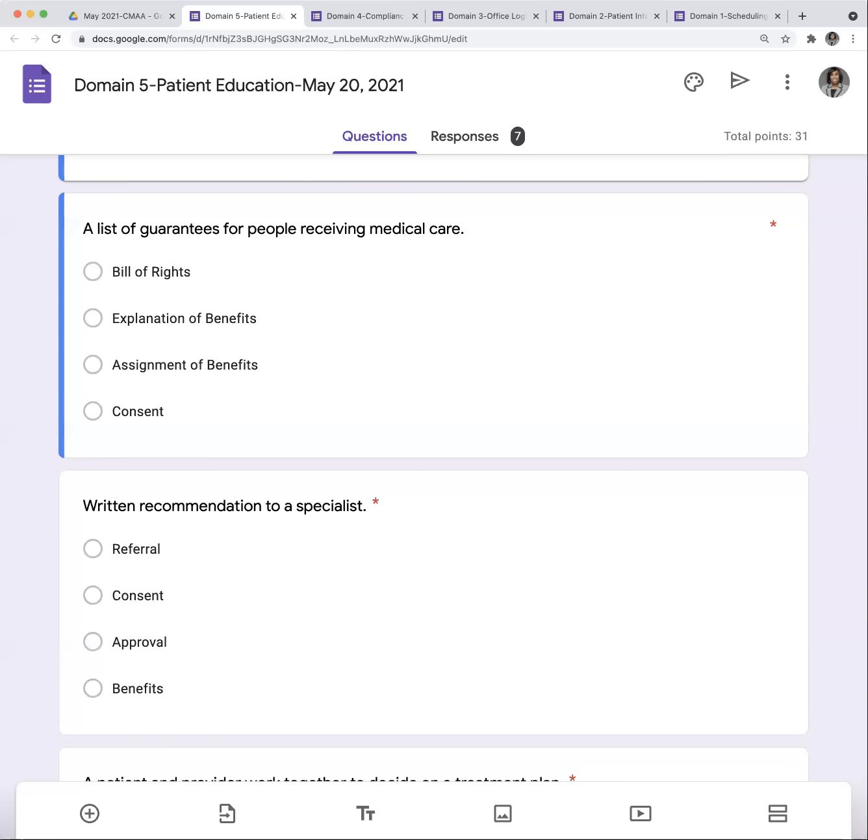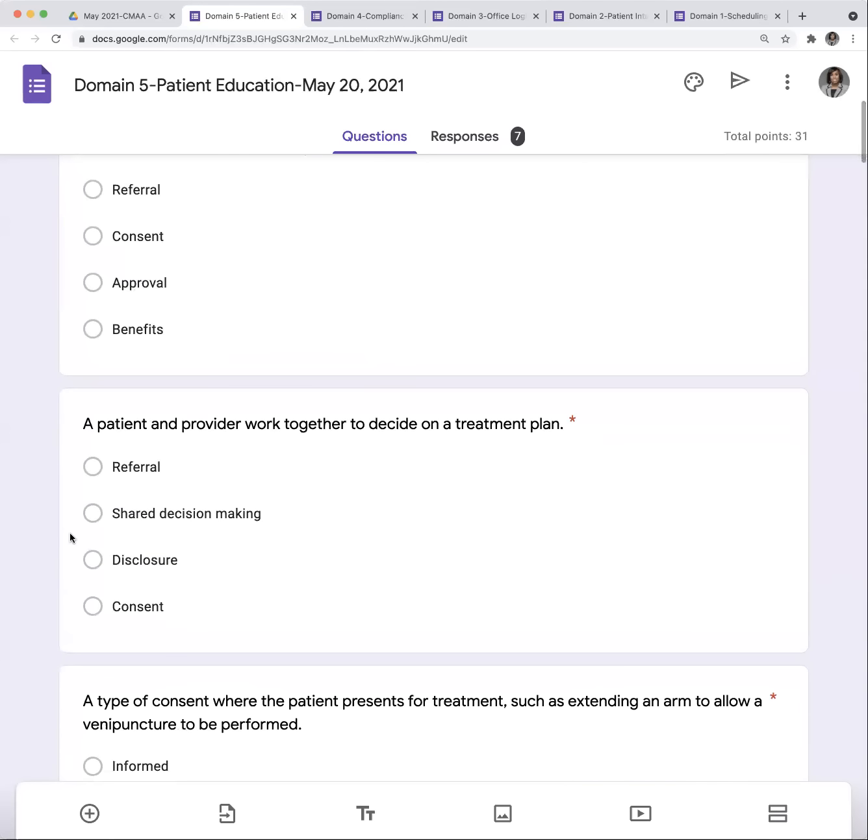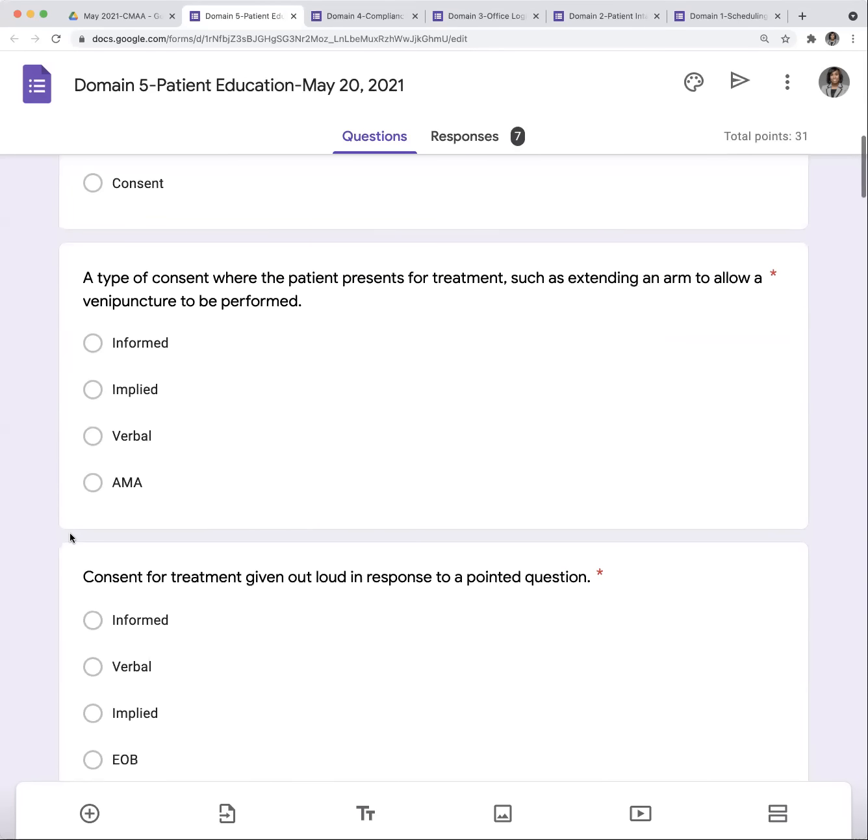Okay. Written recommendation to a specialist. Referral. Which insurance most likely needs a referral? HMO. Okay. Patient and a provider decide to work together on a treatment plan. What is that called? Shared decision making. Type of consent where the patient presents for treatment, such as extending an arm to allow venipuncture. Implied. Consent for treatment given out loud. Verbal. That is verbal.